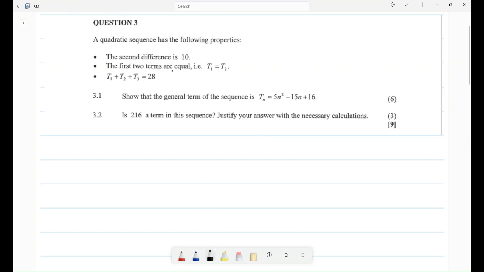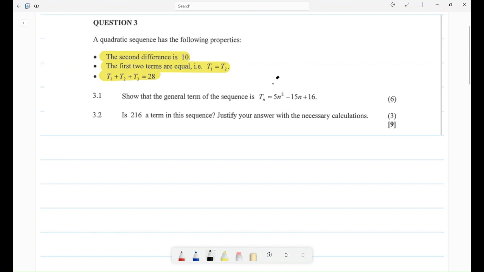Now it is question 3. We're going to continue with number 13, but in this case specifically, we're going to deal with a quadratic sequence thereof. We are told that a quadratic sequence has the following properties. The first property is that the second difference is 10. The first two terms are equal. Term number 1 plus the sum of the first three terms is equal to 28. Now, they say to us, show that the general term of the sequence is Tn.